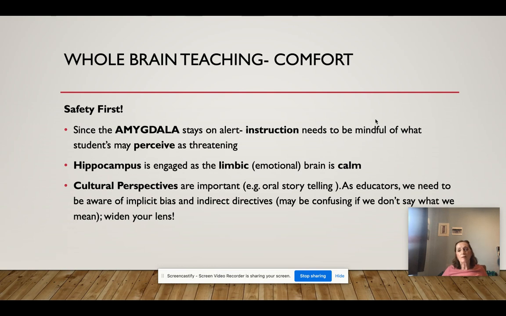The big piece of cultural perspectives is really widening our lens. What can we do in our rooms, in our settings, even on our buses, to make kids feel more comfortable?